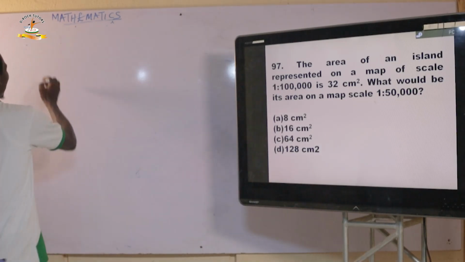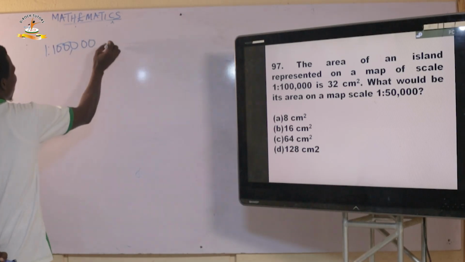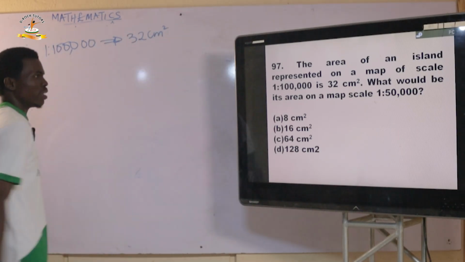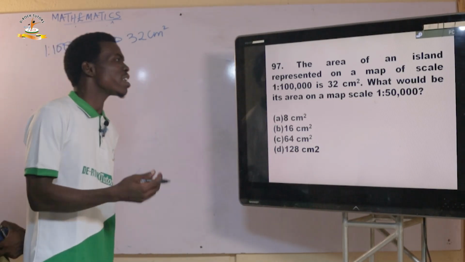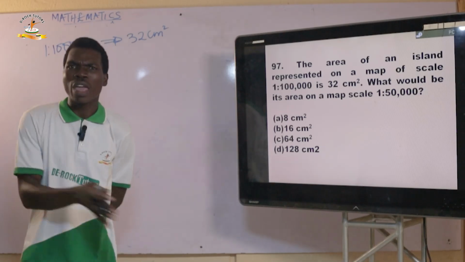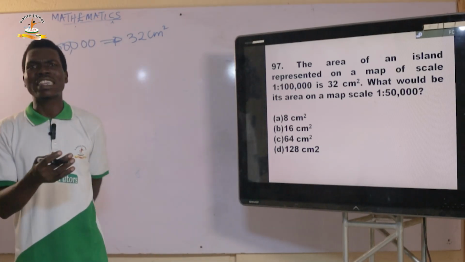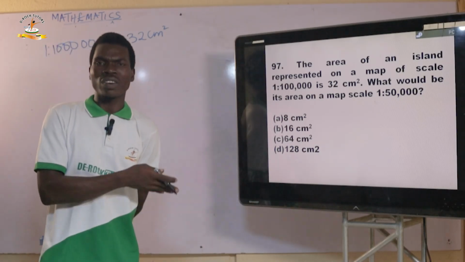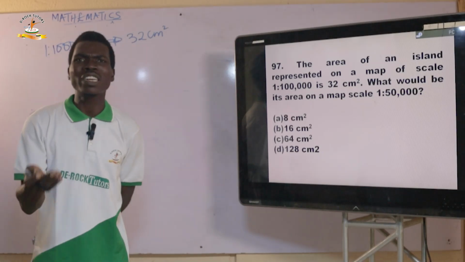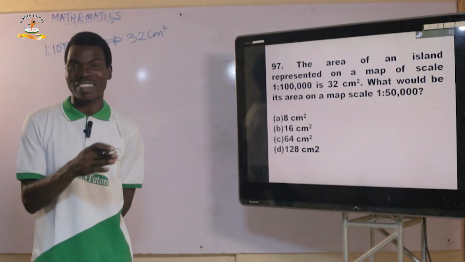So 1 to 100,000, and what do we have as the area? The area becomes what? 32 centimeter squared. What will be its area on the map scale of 1 to 50,000? We have another scale or another map. This time around, every 1 you see on the ground represents 50,000 on the what? On the land. Don't forget, both of them have to tell you the same thing.